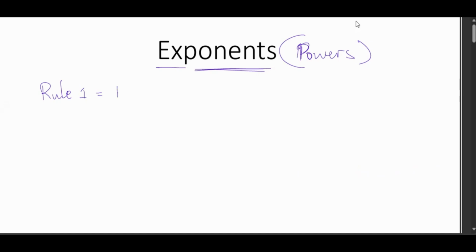Rule number 1 is called the product rule. The moment you hear the word product, it comes from multiplication. It is the answer that you get after multiplication. When you hear product, what I want you to remember is add. What are you going to add? We shall add the powers.